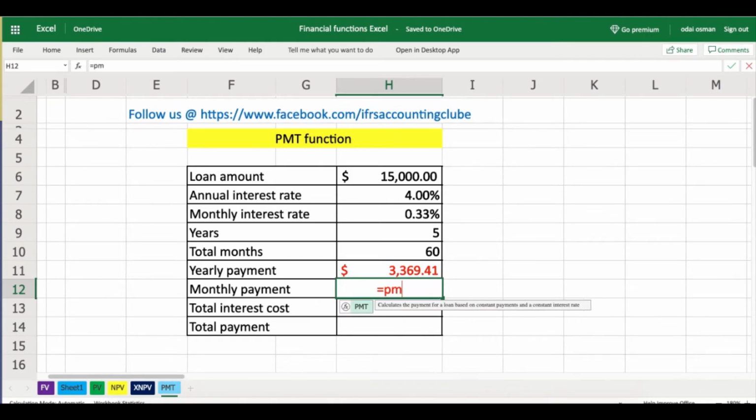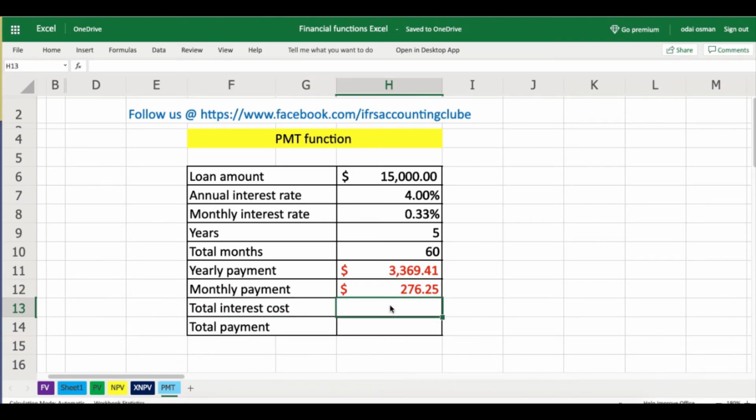PMT. The rate, we are going to select the monthly interest rate. Then we have the total months. This is going to be the payment period, and the present value would be this amount. Close the parentheses, hit enter. Again it gives us a minus. Let's make it a positive sign. So every month we are going to pay $276.25.